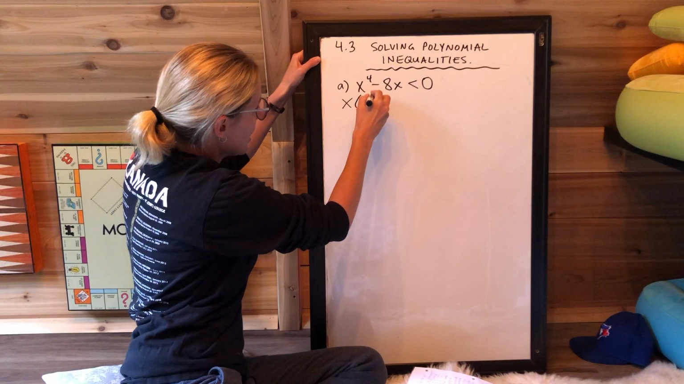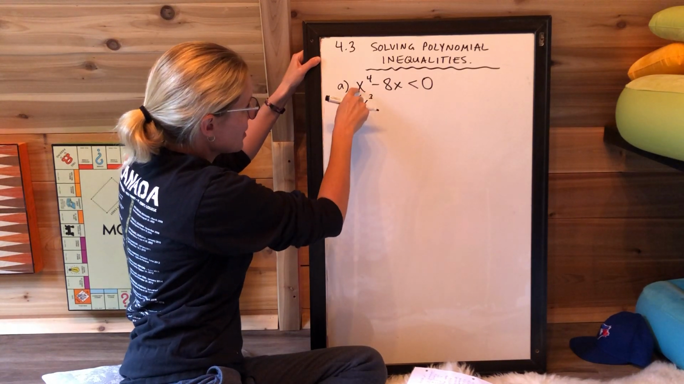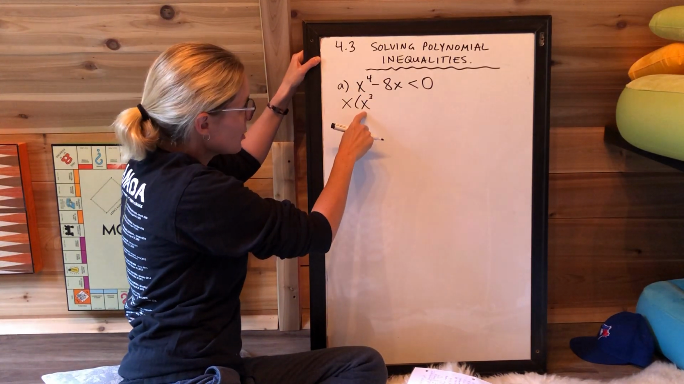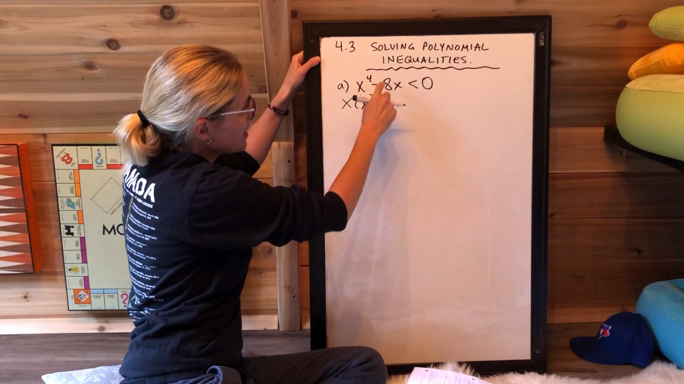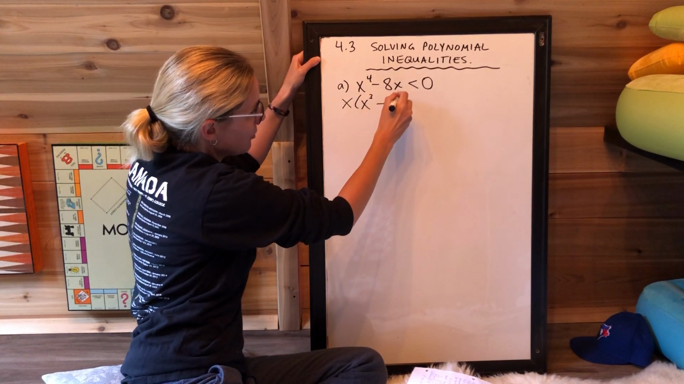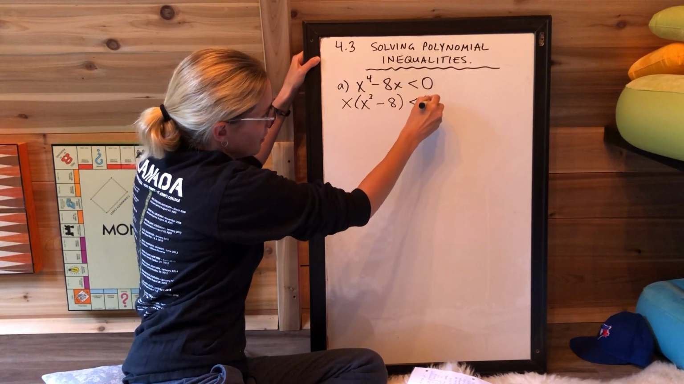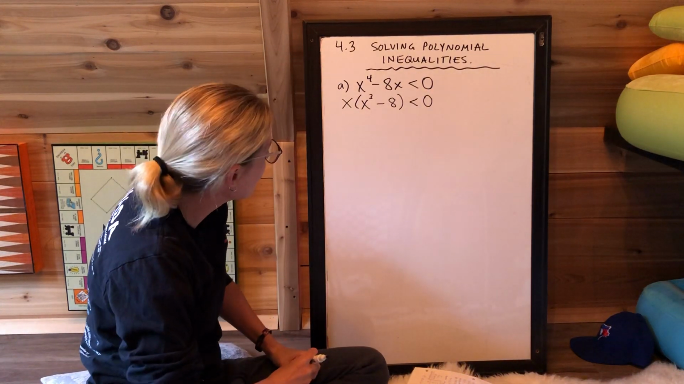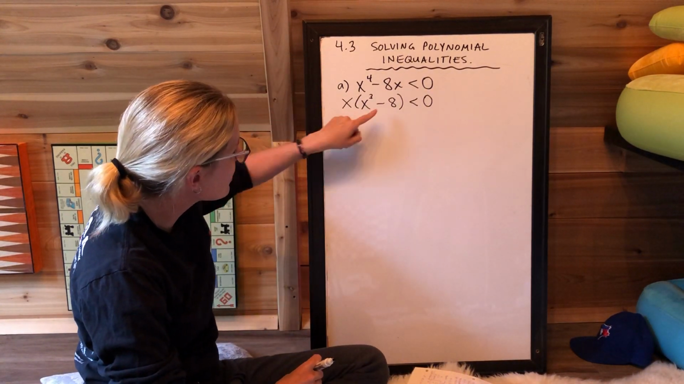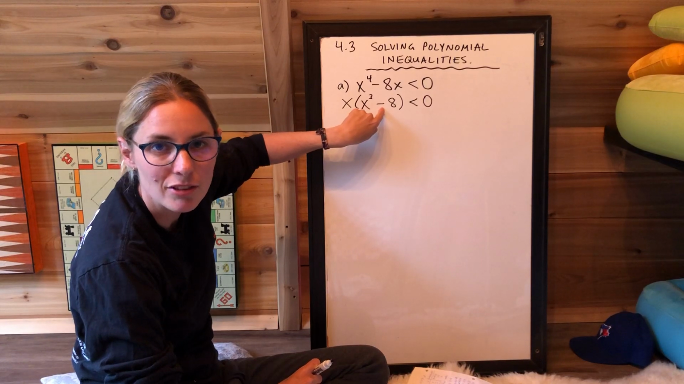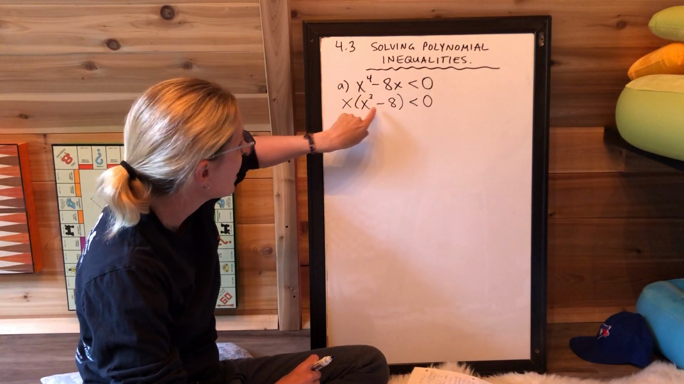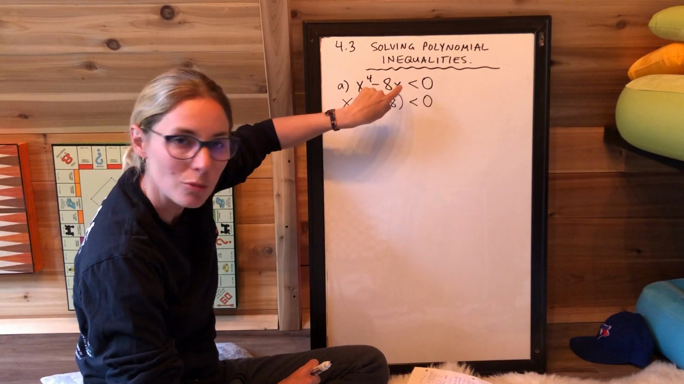What's left is an x cubed here, right? When you divide x into x to the 4, you're left with x cubed. When you divide x into negative 8x, you're just left with the negative 8. So when you get that first step, you now recognize that this here is a difference of cubes. Okay, x cubed minus 2 cubed.